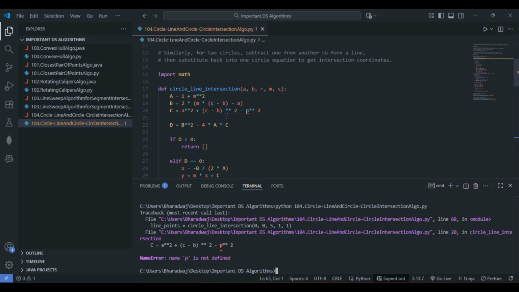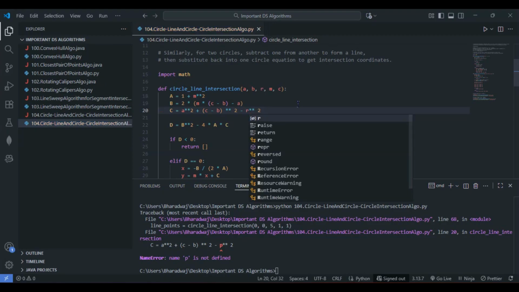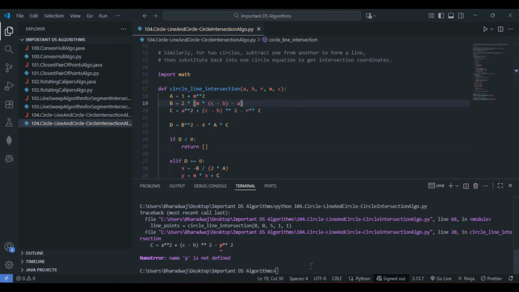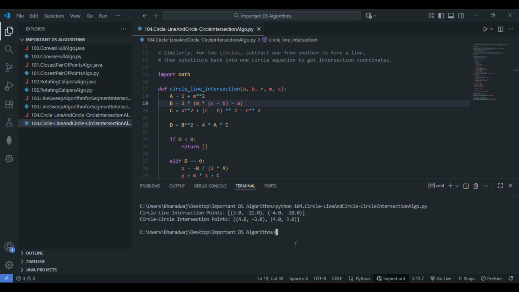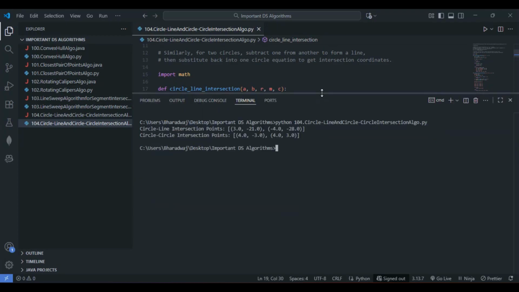What we are going with actually here? C minus B. So yeah, we are going with the R here, right? I have given P here. Yeah, this is fine. So let me clear the screen here. See here, the output for the circle-line intersection we are getting.